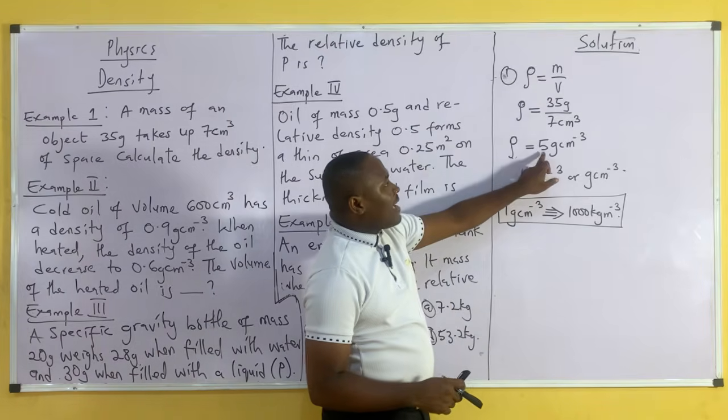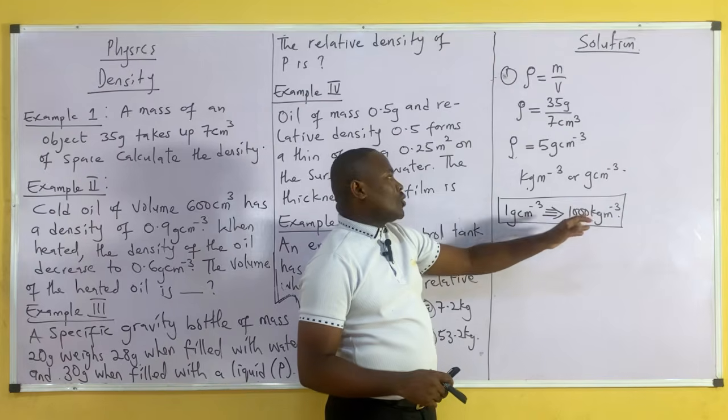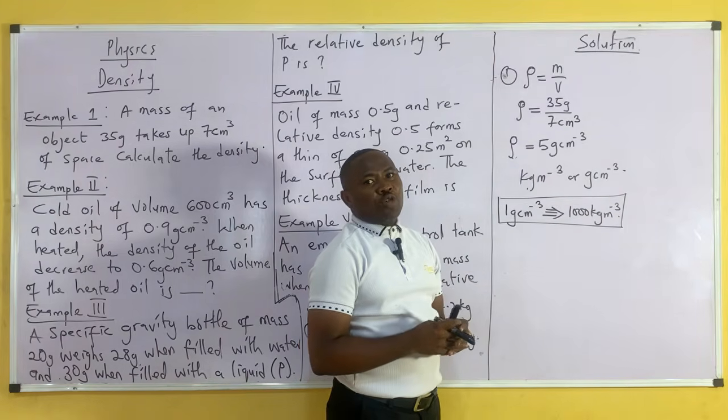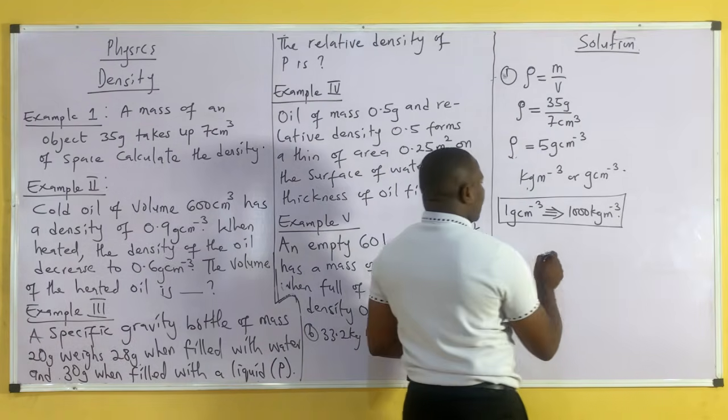Take note of this and let it be at the front of your heart. So I have 5 gram per cm cube. If I want to convert it to kilogram per meter cube, it will become 5000 kilogram per meter cube. So that's the solution to question number one.